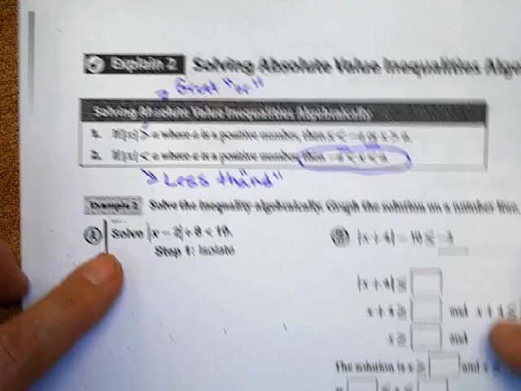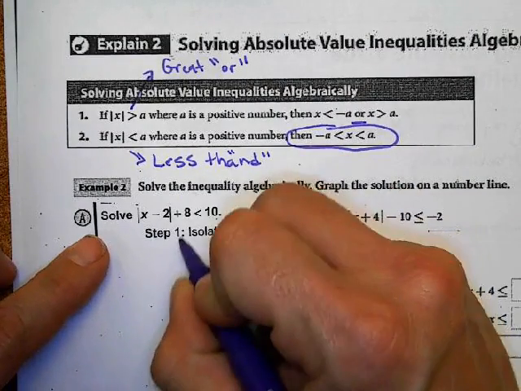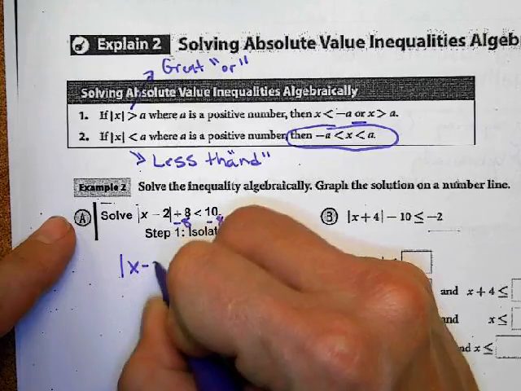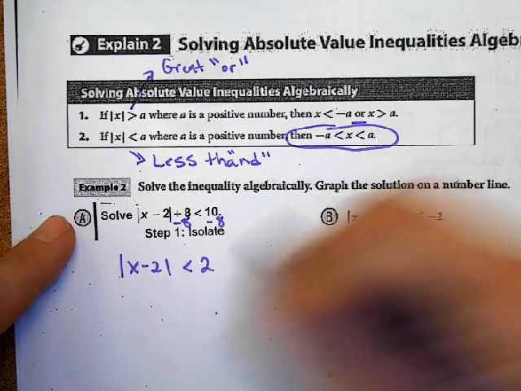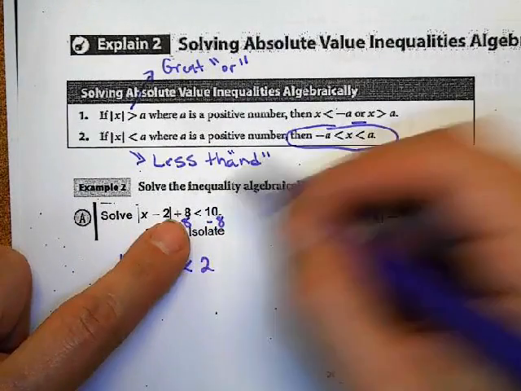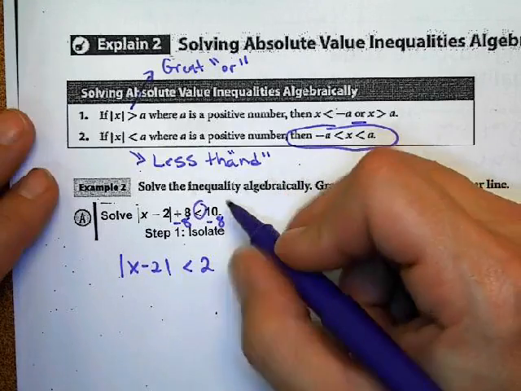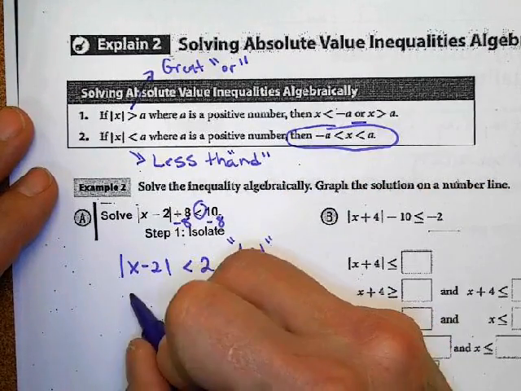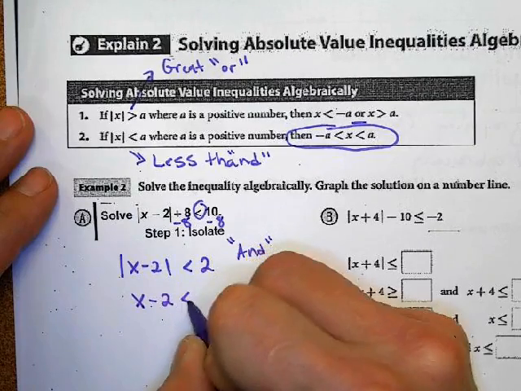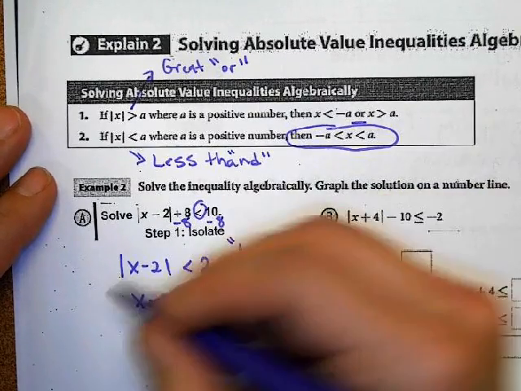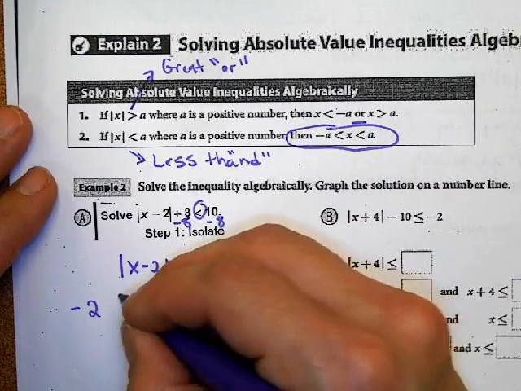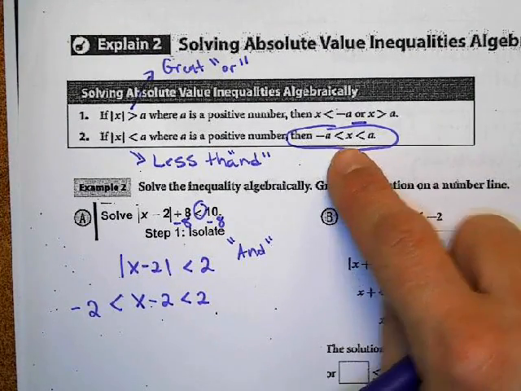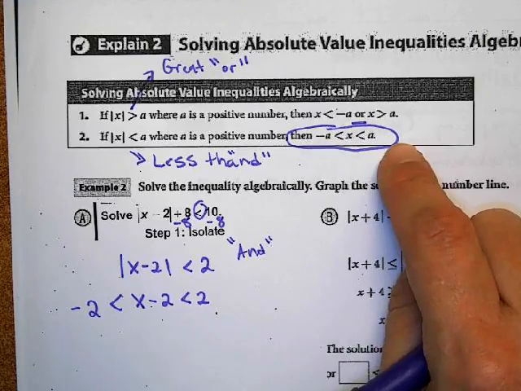So step one is going to be like it has been for solving. We're going to isolate, so we're going to subtract 8 from both sides. So I have x minus 2 is less than 2. Now that I identified that it is a less than sign, I'm going to create an and statement. What that means is I'm going to drop the bars, leave it as is, add on my negative 2 at the end, and switch the inequality. Because this is an and statement, and and statements go from small number to big number.